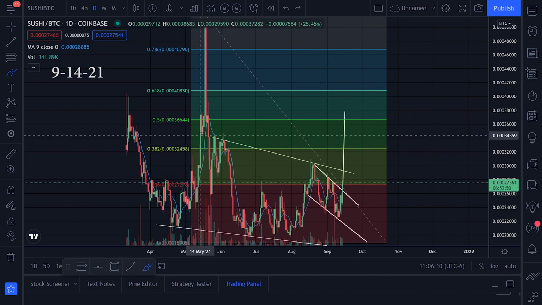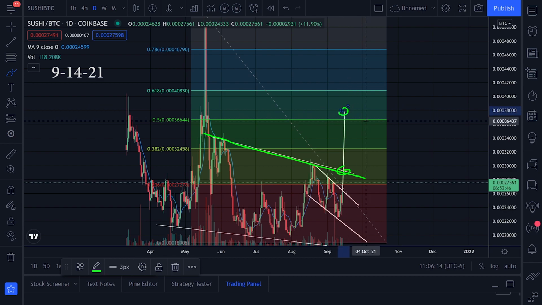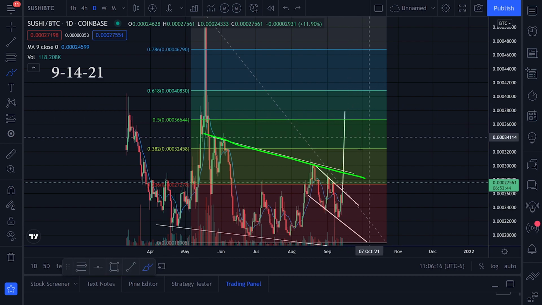I think if we could break this trend line right here, I don't see why we can't come up and hit that target right there. That's what I'm going to be looking at pretty much.